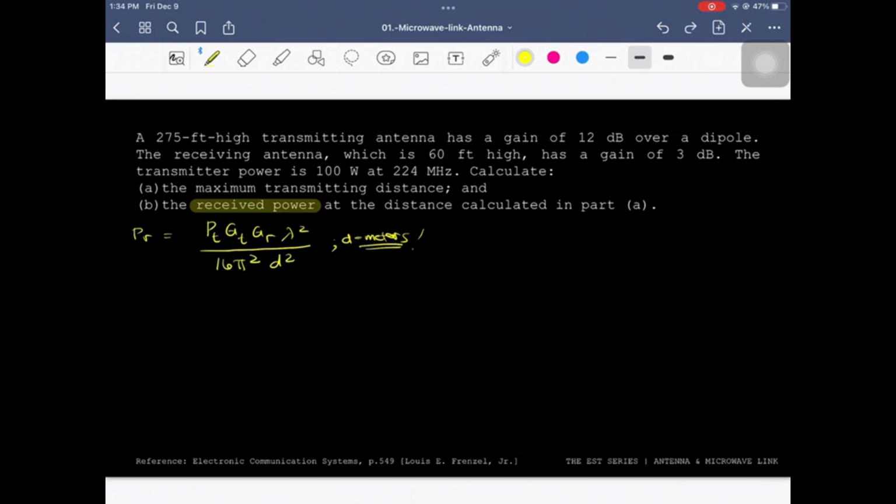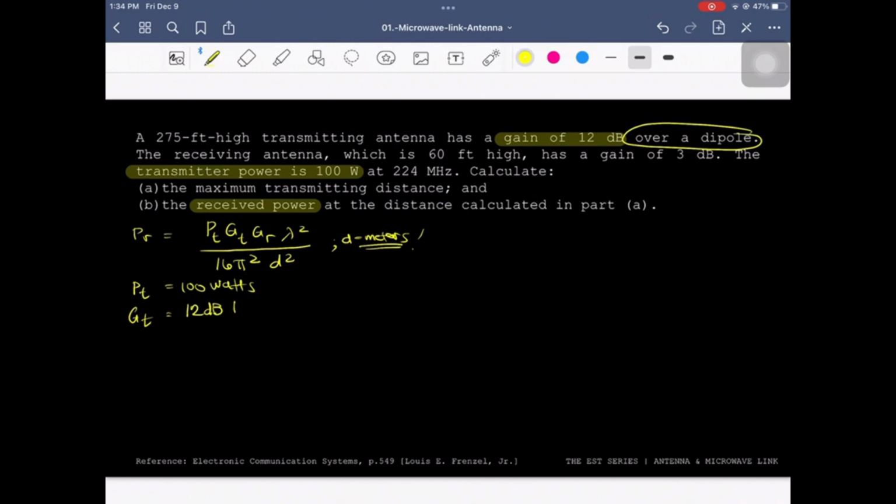Okay, so let's proceed. Ano ba yung mga binigay sa ating values? So it's already indicated in this problem na ang transmitter power pala natin is 100 watts. For the gain of the transmitter, we have 12 decibel. However, pag yan ang kinonsider mo, magkakamali ka since hindi mo kinonsider yung phrase na over a dipole. Kapag nakikita ka ng over a dipole, you have to add 2.15 decibel always. Therefore, ang gain pala ng ating transmitter is 12 decibel plus 2.15 decibel. And that will give you an answer of 14.15 decibel.